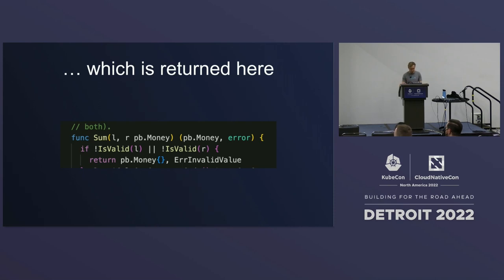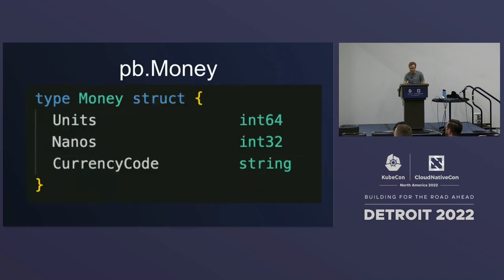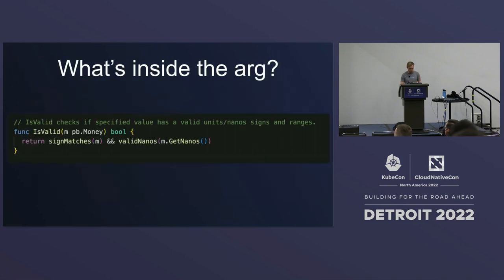Before I dive a little deeper into what the sum function is, you should understand why we need a sum function in the first place. Why don't we just add these together? The way money is represented inside of our service, let me jump ahead, is split up into a units section and a nanos section. The units is the values before the decimal point. The nanos are the values after the decimal point, but represented as nano units. So a billion nano units are one unit.